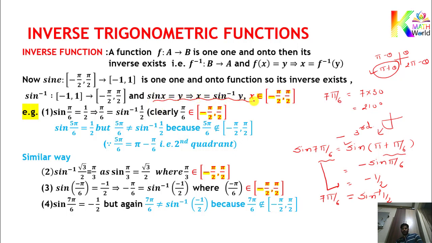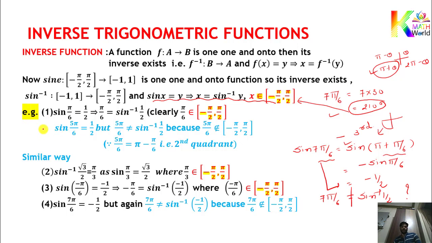Sine x equals to y, then x equals to sine inverse y. This is the important thing. Okay, can we write this one? This is our question. So 7 pi by 6, how much degree, as we discussed? 210 degree. Whether it lies in this range? No. You can see this angle does not lie in this range. So we cannot write 7 pi by 6 as sine inverse of minus 1 by 2.